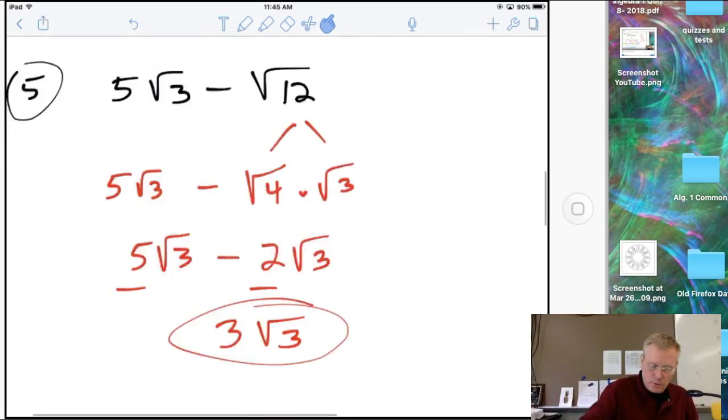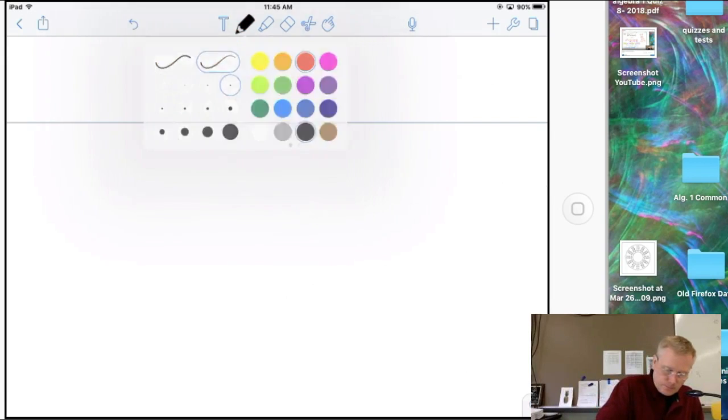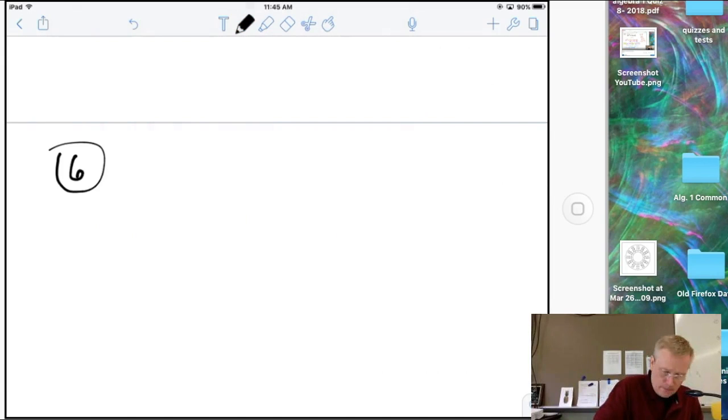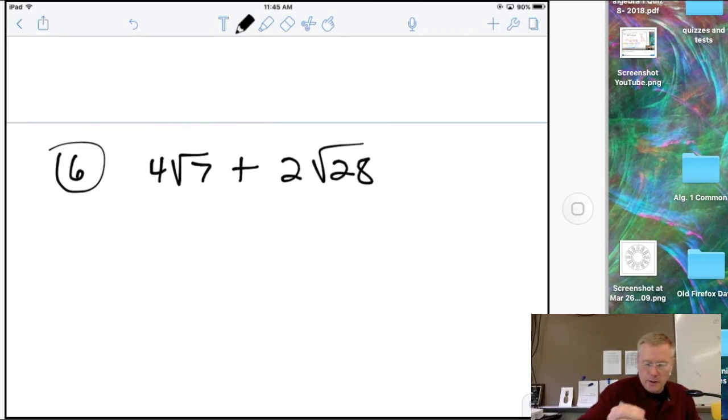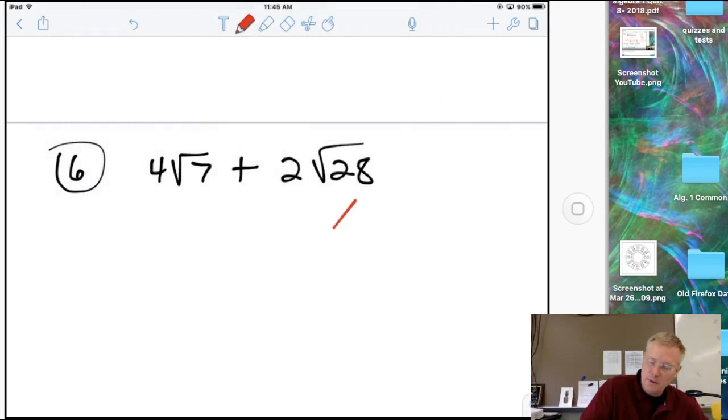Why don't we try another one of those? Here's number 6. 4 square roots of 7 plus 2 square roots of 28. Okay, so add them together. Now remember, you can't add square roots of 7 and square roots of 28, so you've got to break one of them up. You're going to break up the one that's bigger. That's the way it works.